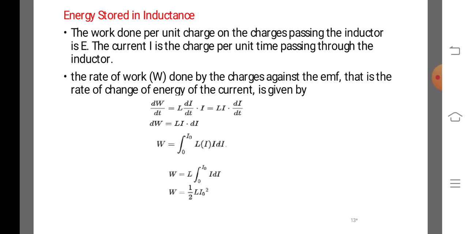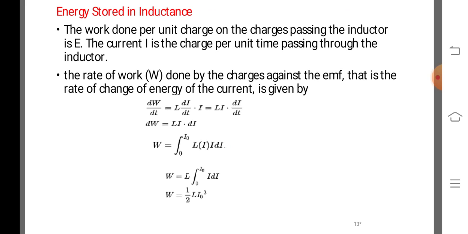Next, energy stored in an inductor. The work done per unit charge by the charges passing through the inductor is the EMF E. The current I is the charge per unit time passing through the inductor. The rate of work done by the charges against the EMF, that is the rate of change of energy of the current, is given by dW by dt equals L into di by dt into I, so L I di by dt.